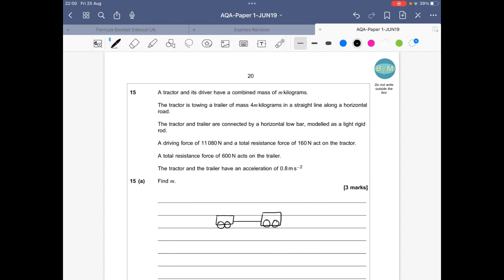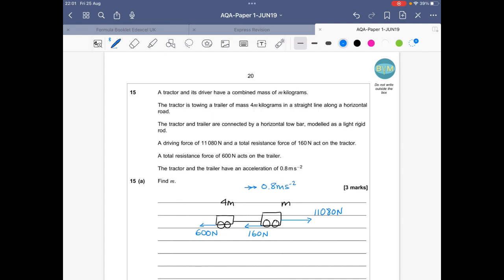The tractor mass is m, the trailer mass is 4m. We have a horizontal driving force of 1,080 newtons in the direction of motion of the tractor. The resistance force is 160 newtons for the tractor, against the motion, and 600 newtons for the trailer. And they are moving with an acceleration of 0.8 meters per second squared.